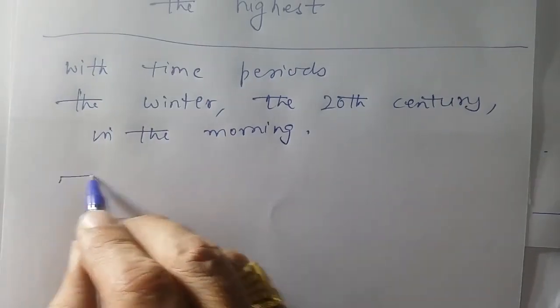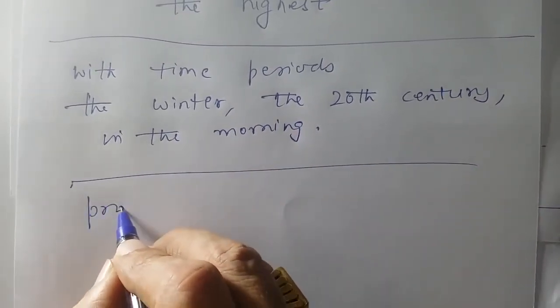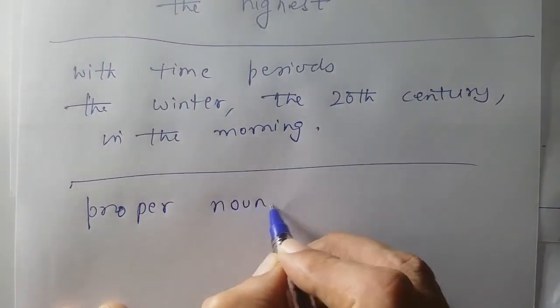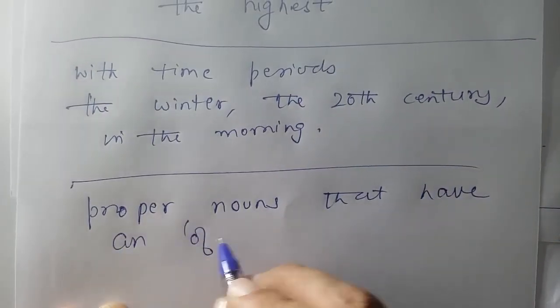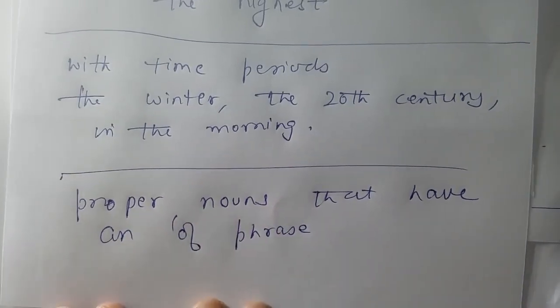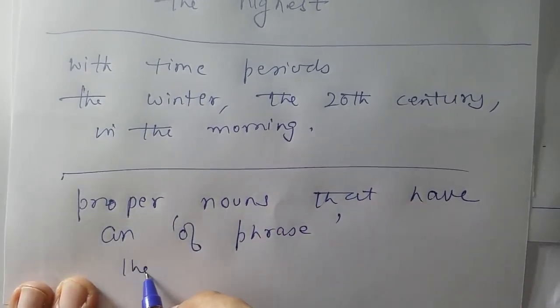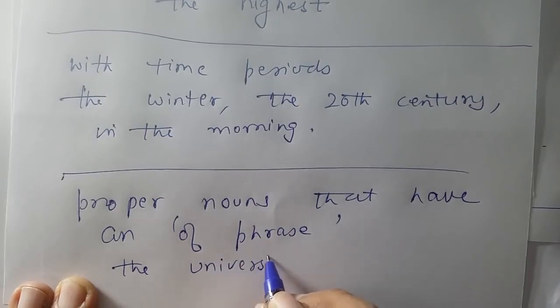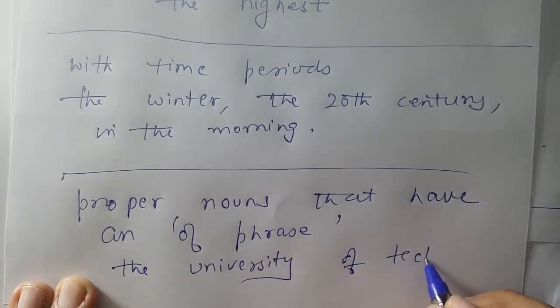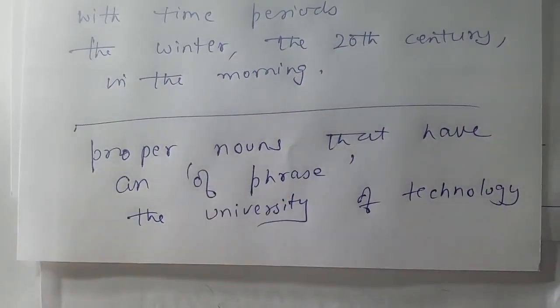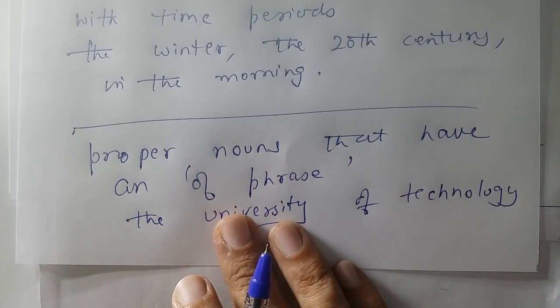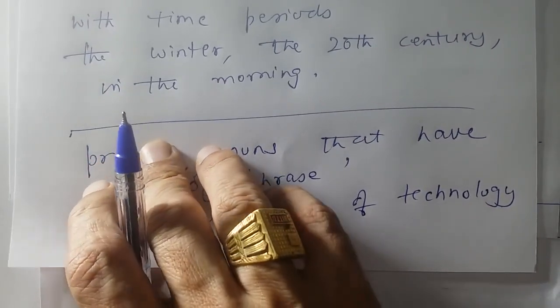Then come proper nouns that have an of phrase. How? The University of Technology. It has a proper noun. So these are the things on which we have to use the article. Next are geographical names, right? Where we have to use these things.